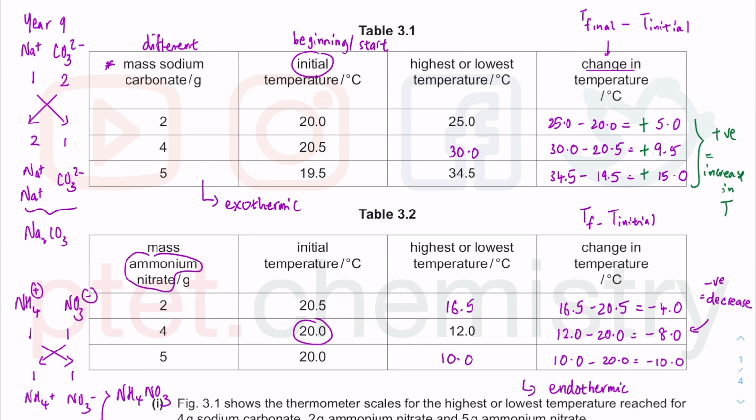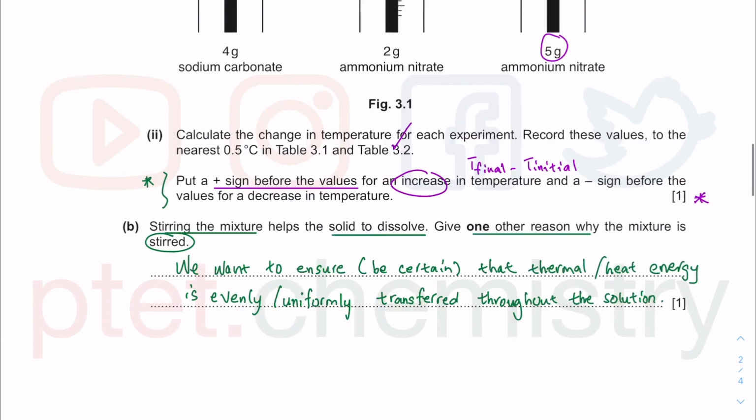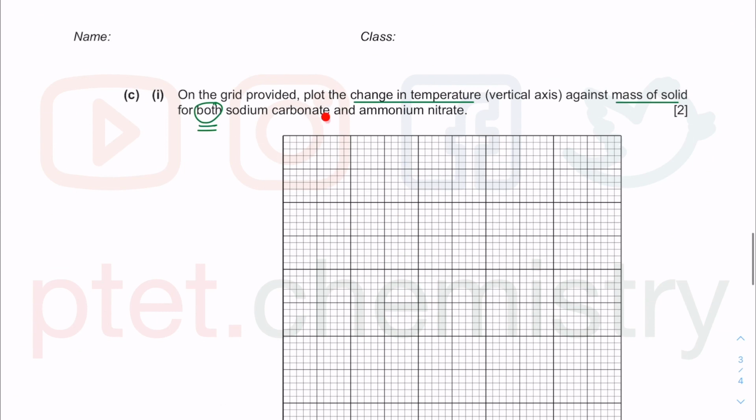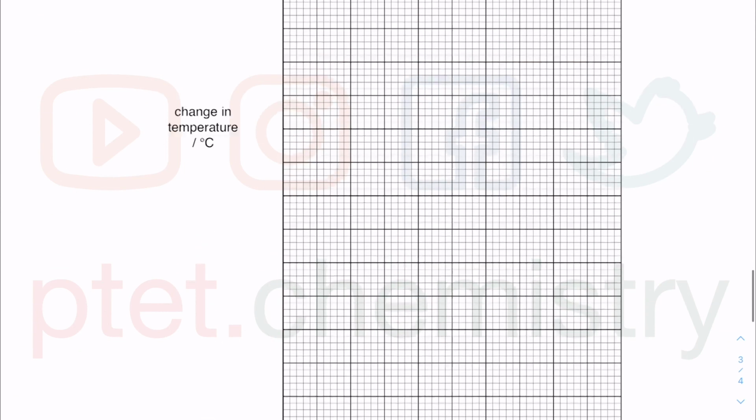In terms of temperature, the initial temperatures are 19.5, 20.0, 20.5, and the highest goes up to 34.5. So my highest is 34.5 and my lowest is 19.5. So I just need a scale that covers 19.5 to 34.5. I don't think they instructed us on what the y-axis should be.